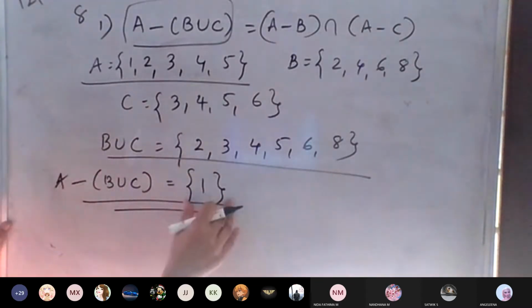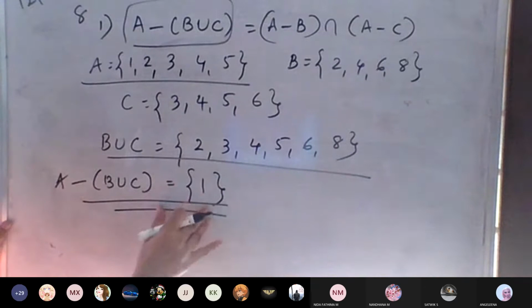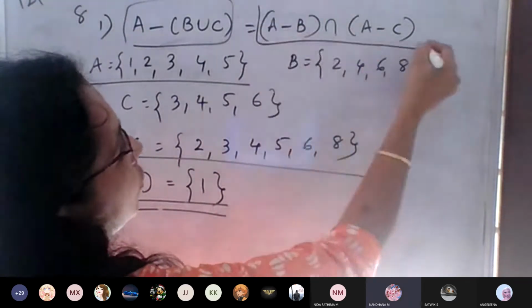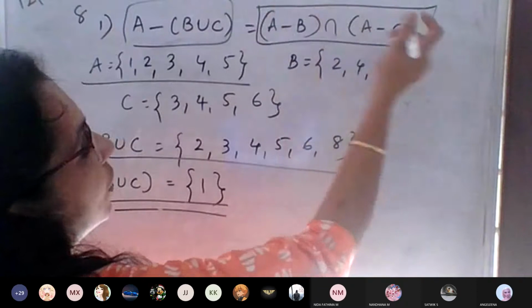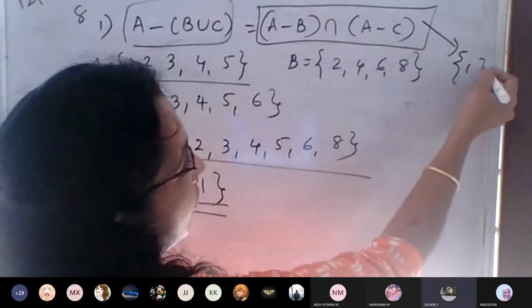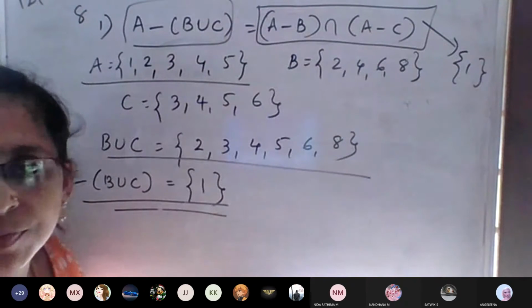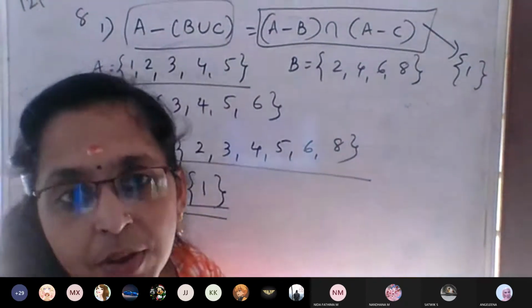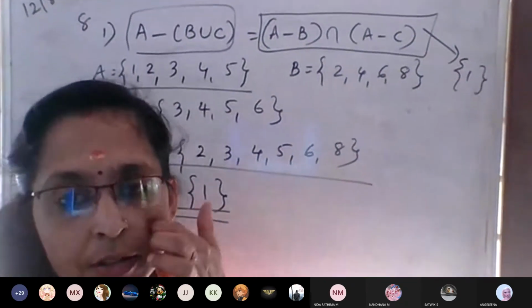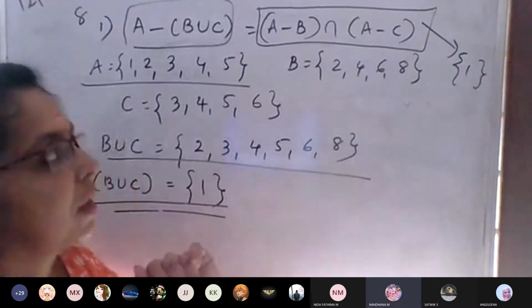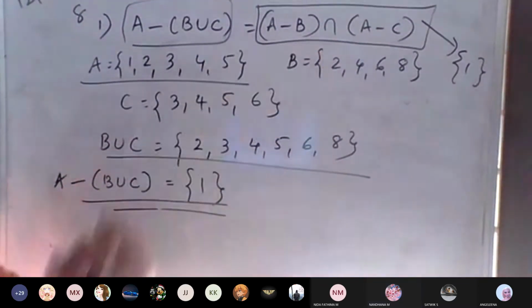The same answer we have to get for which one? A minus B intersection A minus C. After doing this calculation, we want to get the answer as set {1}. Then only we can say that the two are the same, that we verified both are same.